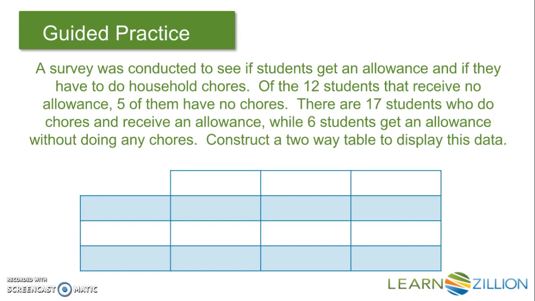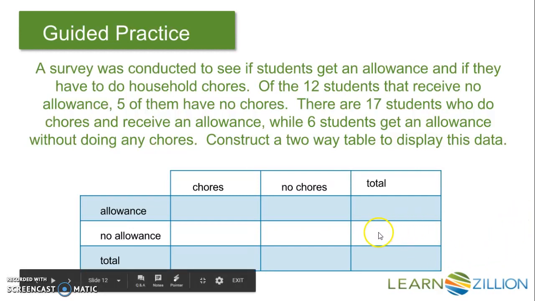Okay, so this is allowance. So we're going to start at the first sentence again. Of the 12 students that receive no allowance, 5 of them have no chores. So what you're going to do is write your table out first. So go ahead and pause the video and draw your table. Let's go back to that first sentence again. Of the 12 students that receive no allowance, 5 of them have no chores. So we need to label chores, no chores, total. Allowance, no allowance, total. So of the 12 students that receive no allowance, so there's 12 students that receive no allowance. So that would be here, right?